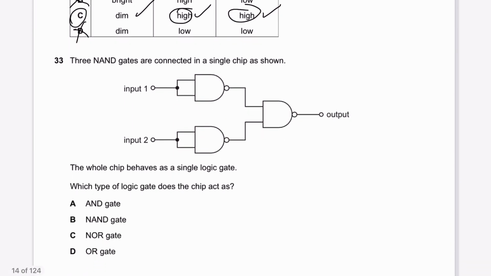33. 3 NAND gates are connected in a single chip as shown.